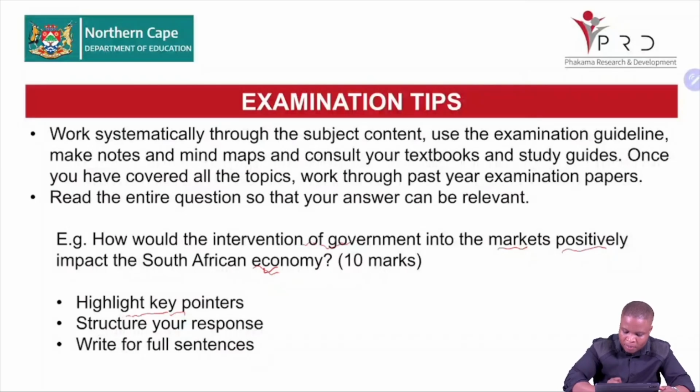By highlighting key pointers, now you can structure your answers. If you know government intervention, then you can write subsidies, taxes, maximum and minimum prices. Then you use those points to do what? To answer in full sentences. Remember, we do not mark listing. If you are listing in this question, we are going to give you a maximum of 2 marks for listing in a higher order question. So you must write in full sentences.